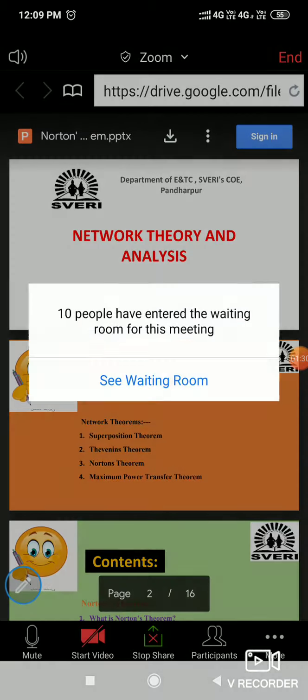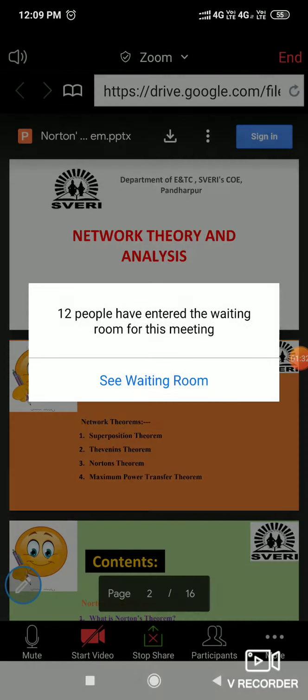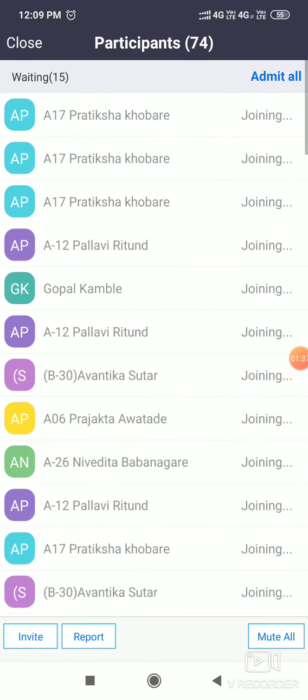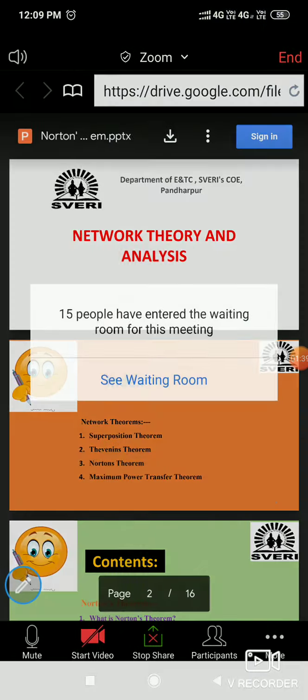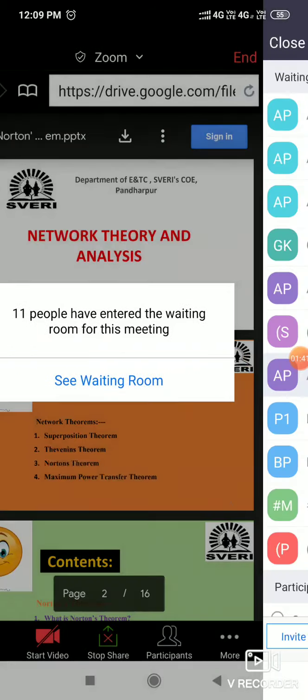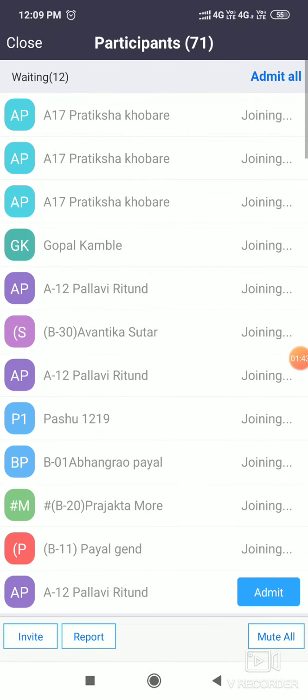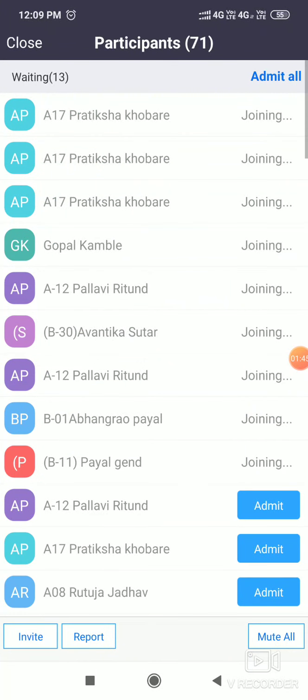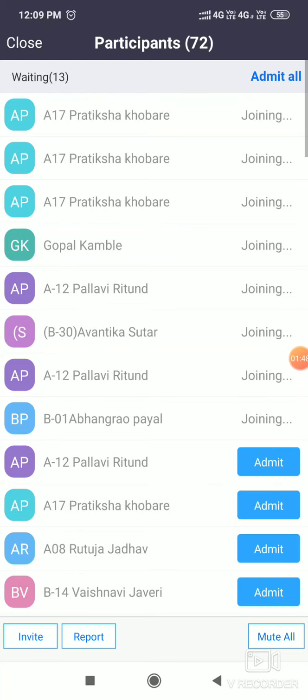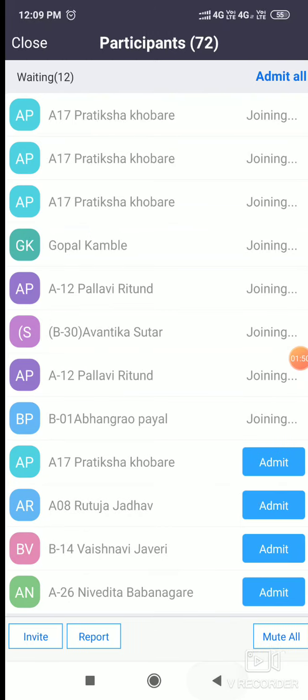Before this, the first two to three slides will be common for each and every theorem. In the fourth slide, I will show what Norton's theorem is, and what contents we are going to learn today in Norton's theorem.